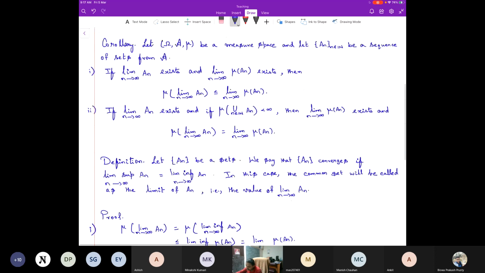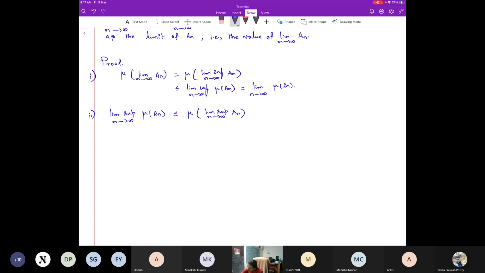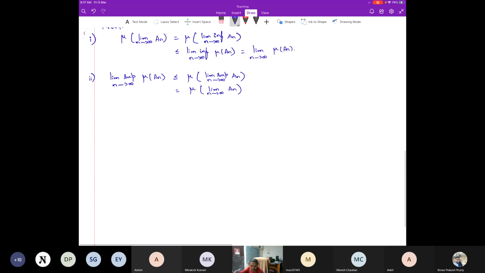On the other hand, it is also given that the limit as n tends to infinity of a n exists, and therefore this is the same as the measure of the limit, which is again the same as the measure of lim inf. Right, but now mu of lim inf is less than or equal to lim inf of mu of a n. Right, that's what we wanted.